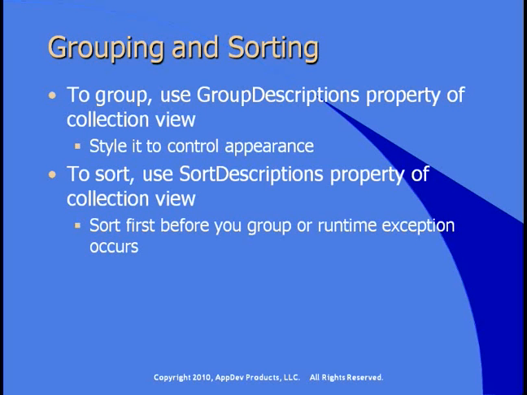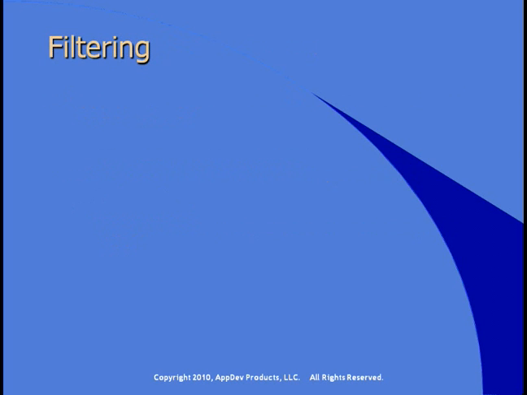And you should always sort first before you group, or a runtime exception occurs. You can't group on country if the underlying customers are not ordered by country. You can also filter in a data grid, and there are two techniques.